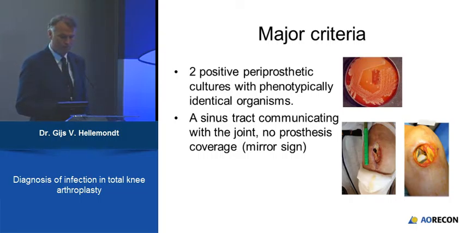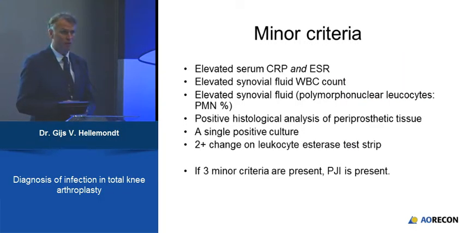so-called sinus tract. It becomes more difficult if you look at the minor criteria, because we all know elevated CRP or ESR might be a minor criterion, elevated synovial fluid white blood cell count, and of course the PMNs in the synovial fluid might be elevated. Positive histological analysis of the tissue, a single positive culture, and a change in the leukocyte esterase strip. If 3 or more of these minor criteria are present, it's called an infection.